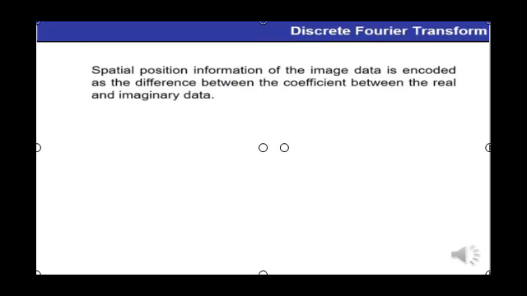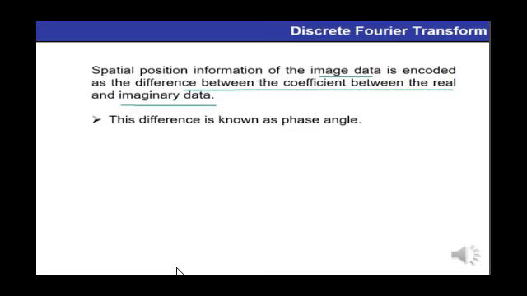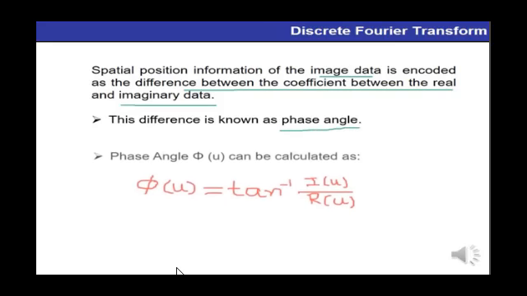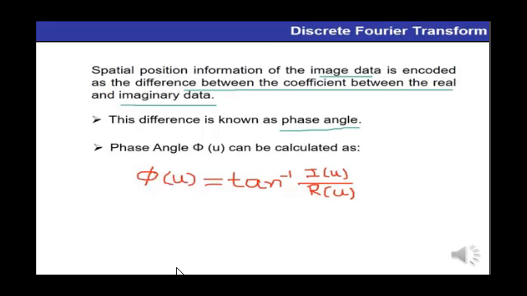Now the spatial position information of image data is encoded as the difference between the coefficients of the real and imaginary data. The difference between the real and imaginary data is R of u minus I of u, and it represents the image data's spatial position. The difference is also known as the phase angle. So phase angle phi of u is written as tan inverse of I of u upon R of u.